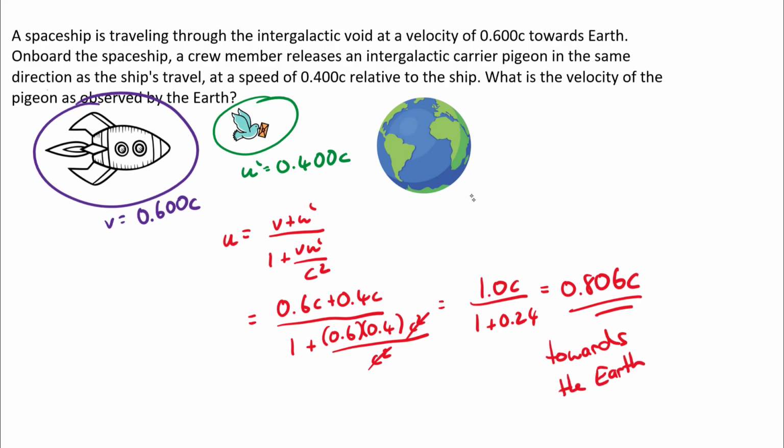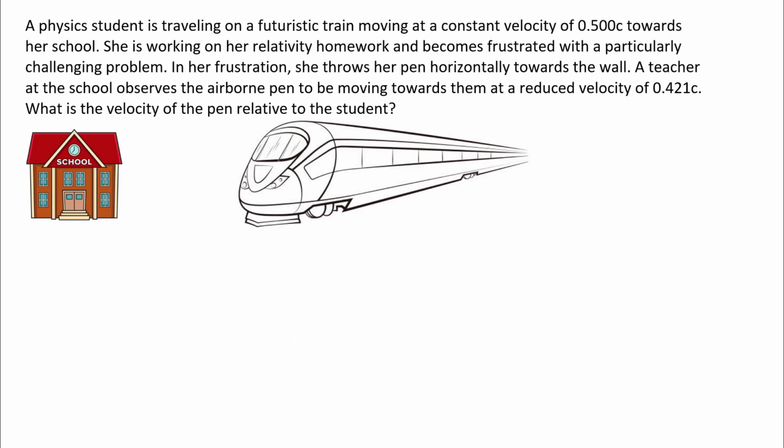What I'll do now is we'll look at an example where we need to use the other equation. Okay, so in this problem, we've got a physics student who's traveling on a train, moving at a constant velocity of 0.5 c towards her school. She's working on homework and she gets frustrated and she throws her pen horizontally towards the wall, to make things nice and easy for us. And a teacher at the school makes the observation of the pen to be moving towards them at a reduced velocity of 0.421 c.